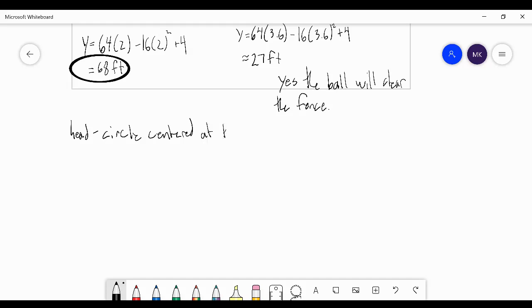centered at the origin with a radius of 2. Okay, we already talked about how to do this. I want you guys to pause this video, write the parametric equation for this circle centered at the origin with a radius of 2. Pause the video now. Did you pause it?